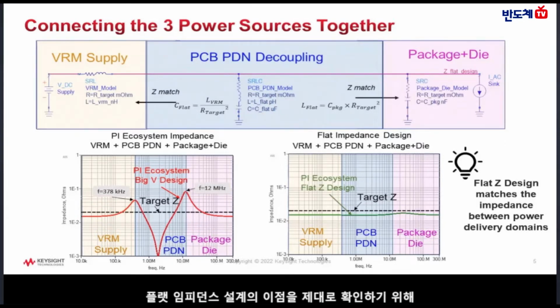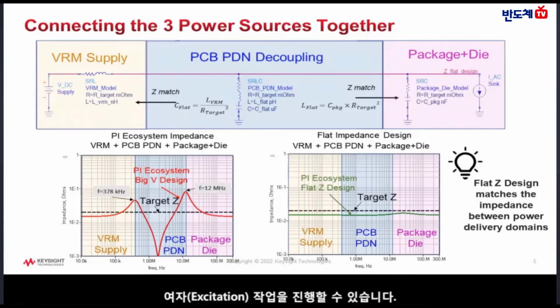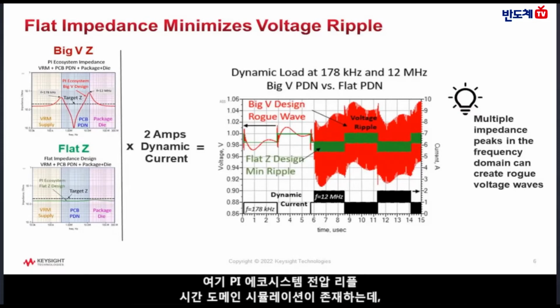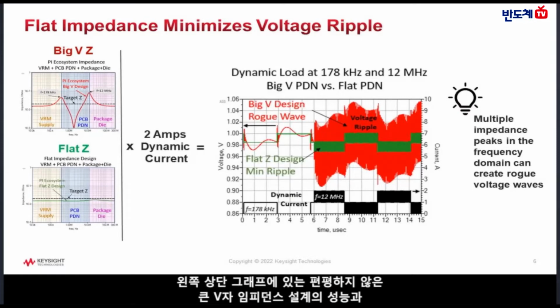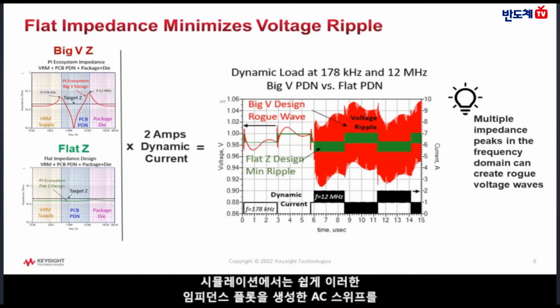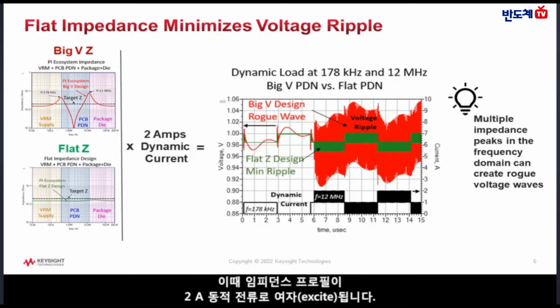To really show the benefit of the flat impedance design, simulation can be used to excite these impedance profiles with a dynamic load in the time domain. Here is a PI ecosystem voltage ripple time domain simulation that compares the performance of the big V non-flat impedance design in the top left graph versus the flat impedance design in the bottom left. In simulation, it is easy to change the AC sweep that generated these impedance plots to a dynamic transient pulsed load to simulate voltage ripple versus time as shown in the graph on the right, when the impedance profiles are excited by a 2 amp dynamic current.